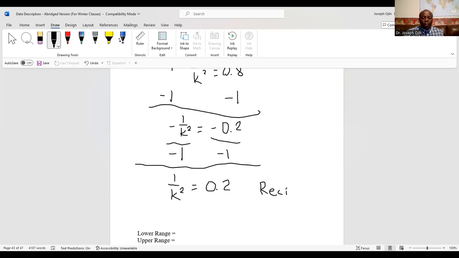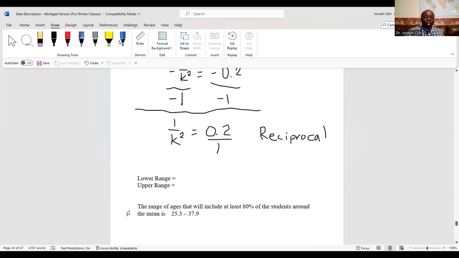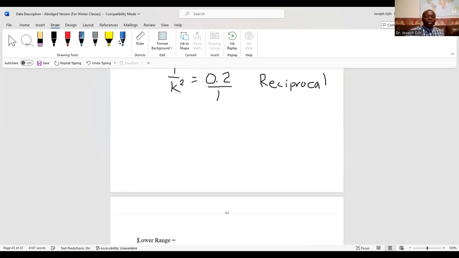Reciprocal of this. We mean that you have to flip this, and if you flip this, you have to flip this. Remember, this 0.2 is just like saying 0.2 over 1. So if you get the reciprocal of this, flip this, and you can flip this one as well. Anything you do on one side, by algebra rule, if you are solving an equation, you must do on the other side.